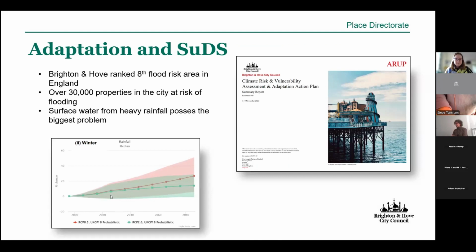Brighton and Hove commissioned a climate risk and vulnerability assessment and adaptation action plan a couple of years ago, and the main climate change risks for our city are particularly flood risk and surface flooding. So we're ranked eighth flood risk area in England, and over 30,000 properties in the city are at risk of flooding. And that surface water from heavy rainfall is what poses the biggest problem.